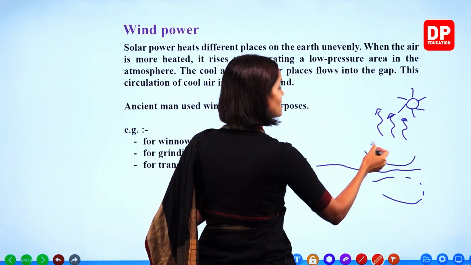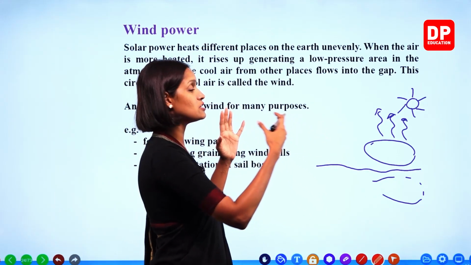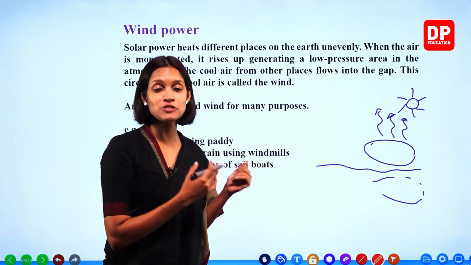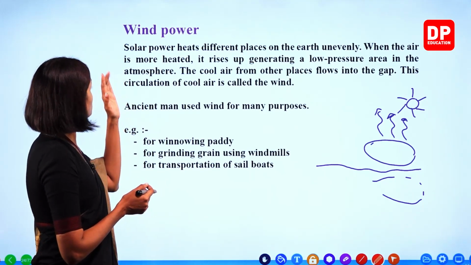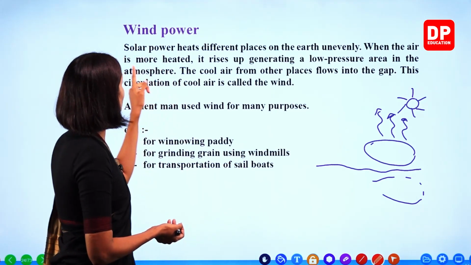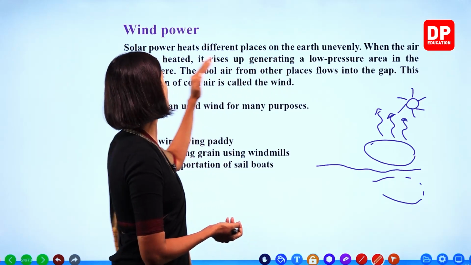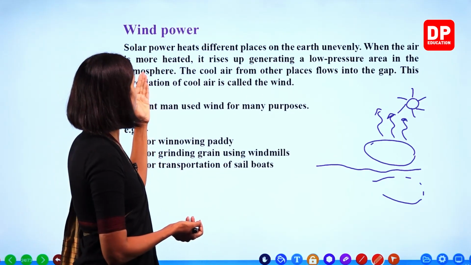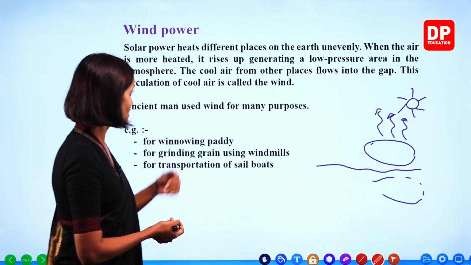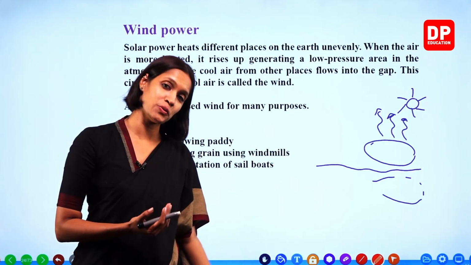Then what happens, children? A low pressure area is created. Then in order to fill these gaps in this low pressure area, air flows, and this flowing air is known as wind. Okay? So solar power heats different places on the earth unevenly. When the air is more heated, it rises up, generating a low pressure area in the atmosphere. Right? The cool air from other places flows into the gap, and the circulation of cool air is called the wind.